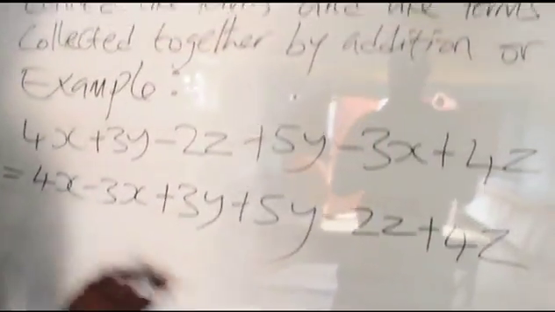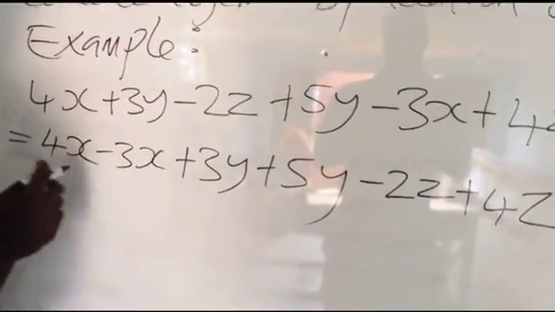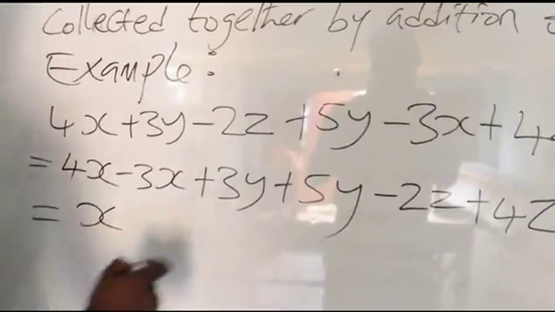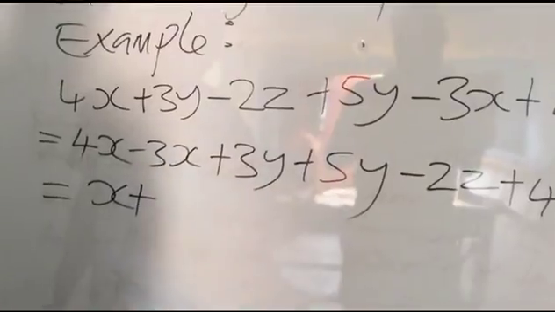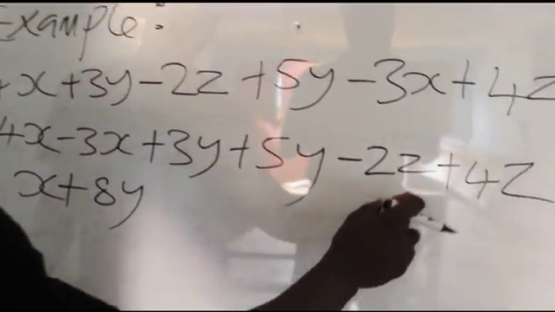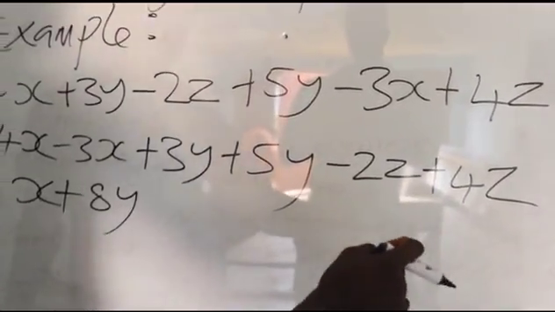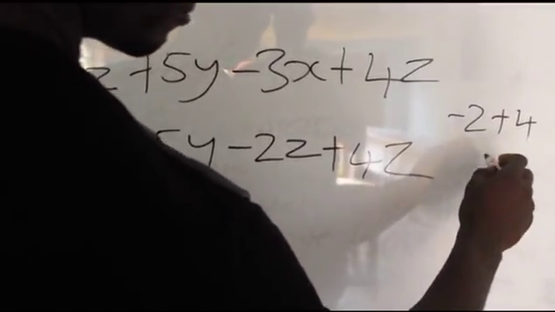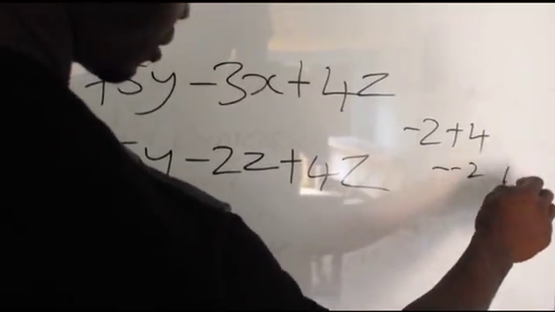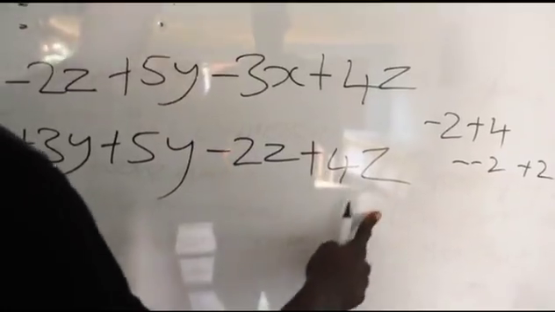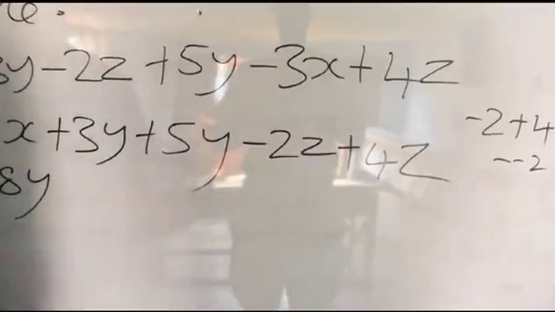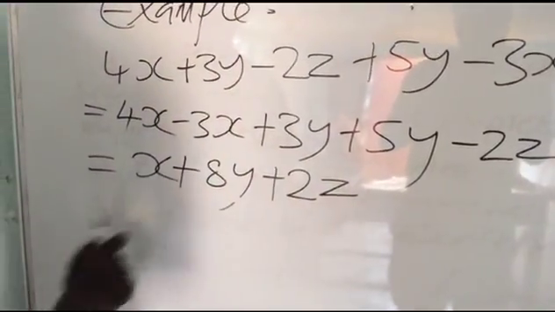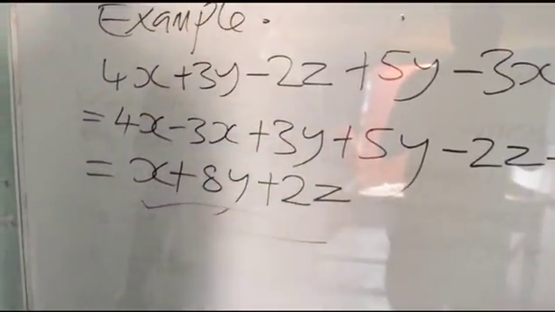So what we do now, we solve them out using the arithmetic operation, that's addition or subtraction. So what we do next is 4x minus 3x is 1x, and 1x is x. So we have x plus 3y plus 5y is 8y minus 2z plus 4z is equal to 2z. Just as minus 2 plus 4 is equal to plus 2. So now minus 2z plus 4z is equal to 2z, which is plus 2z. So this is what we have, x plus 8y plus 2z.